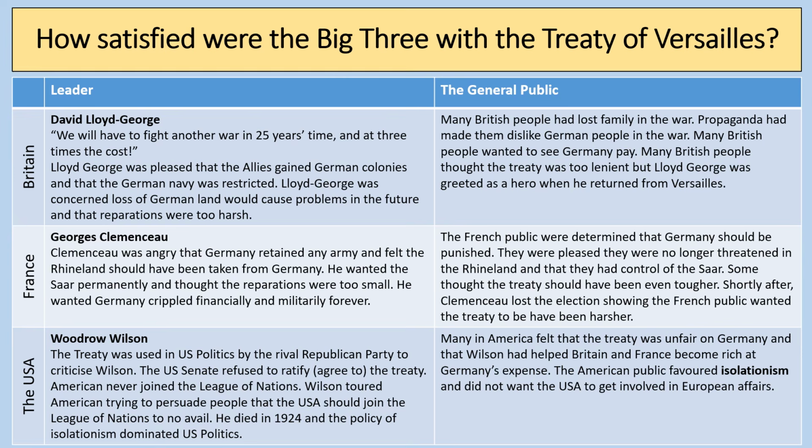So in America, many people felt the treaty was unfair on Germany. There was a sense that Britain and France were becoming rich at Germany's expense, and therefore we had this policy of isolationism. So I suppose all three of the Big Three had things that they could be happy with, but also things that they would have been frustrated with and angry about. So none of the Big Three were fully satisfied with the Treaty of Versailles.